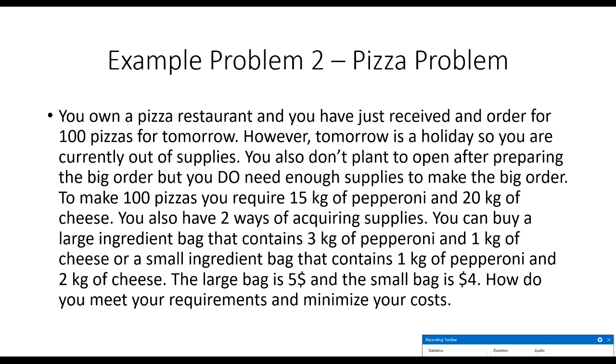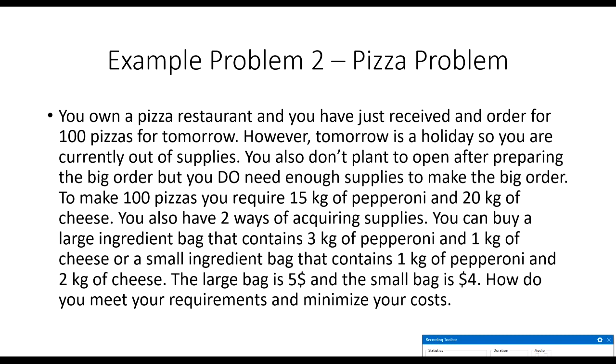You also have 2 ways of acquiring supplies. You can buy a large ingredient bag that contains 3 kilograms of pepperoni and 1 kilogram of cheese, or a small ingredient bag that contains 1 kilogram of pepperoni and 2 kilograms of cheese. The large bag is $5 and the small bag is $4. How do you meet your requirements and minimize your costs?